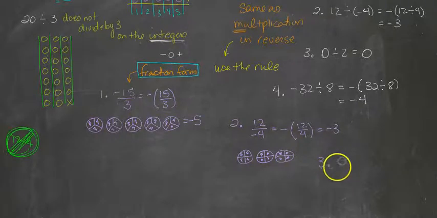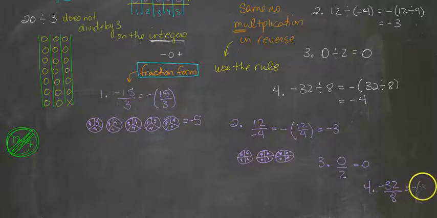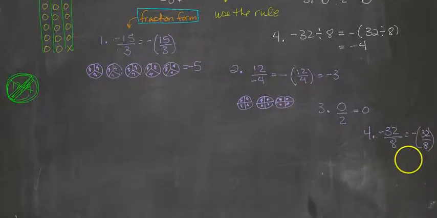All right, so 0 divided by 2. So you buy 0 pizzas, you cut them into 2. Well, obviously that's not even possible, so that just equals 0. 0 in the numerator is great. That equals 0. And then number 4 is negative 32 divided by 8. Answer, negative whatever 32 divided by 8 is. Running out of room here. And that is just negative 4. I get the same answer regardless of how I write the problem.